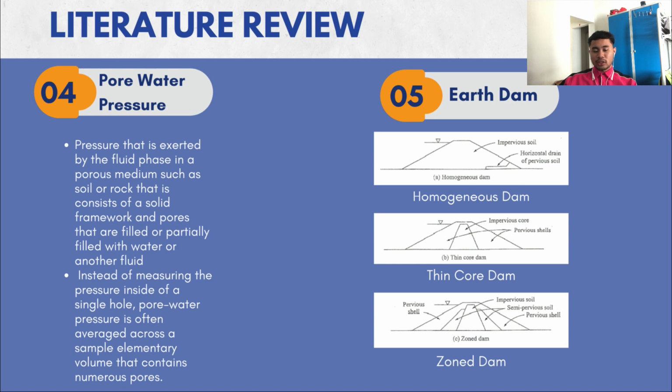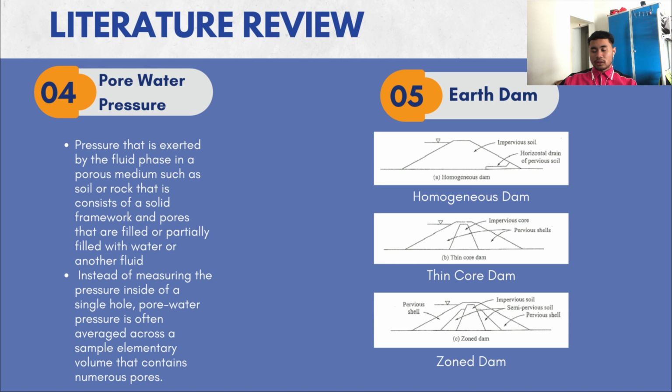Instead of measuring the pressure inside a single hole, pore water pressure is often averaged across a sample elementary volume that contains numerous pores. In a groundwater system, the water table is defined as the surface that experiences zero pressure relative to the atmosphere.